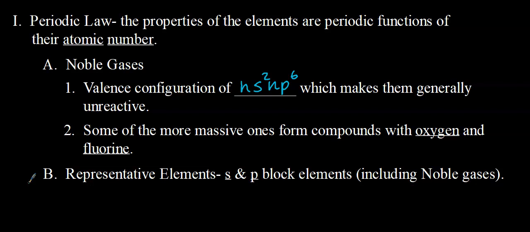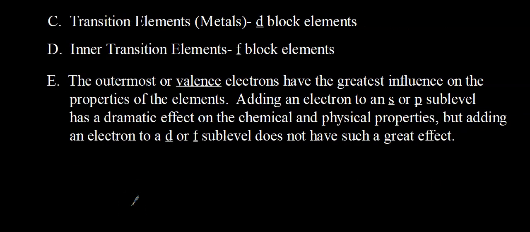Some of the other parts of the periodic table, make sure you're familiar with these terms, the representative elements. These are the s and p block elements, and this does include the noble gases. So another name for the representative elements are the main group elements. And so when we talk about the trends in the periodic table, it will refer primarily to the main group or representative elements. We also have the transition metals, which are the metals in the d block, so groups 3 through 12. Those make up the transition metals. The f block elements are called the inner transition elements. On top we have the lanthanides, and on the bottom we have the actinides.